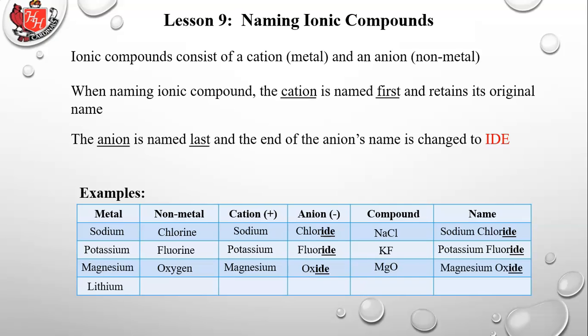And one more, lithium. The nonmetal being sulfur. The cation is lithium, keeps the same name. The anion is sulfide. The compound is Li2S. And the name is lithium sulfide. So that's very simply how you name ionic compounds that involve the group 1 and 2 elements. Those are the alkali and alkaline earth metals in the first 2 columns, as well as any of the nonmetals.